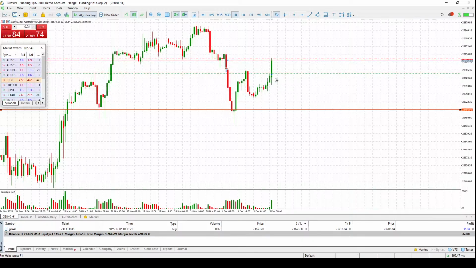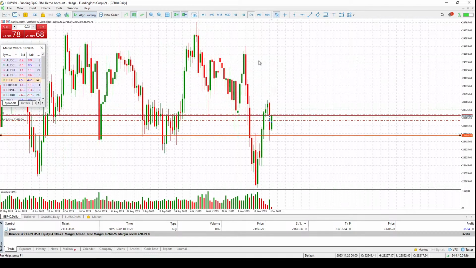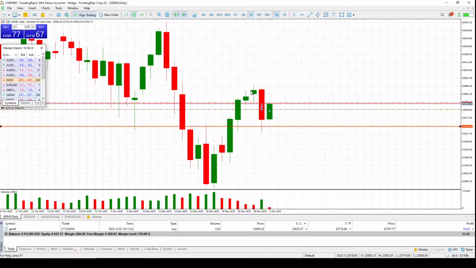Even this 1 hour looks so good, so healthy, with this wick here and all the way shooting up. Let's see the daily. Push up, 1 day down, which was yesterday, the first day of the month. Hopefully this one will not be the low of the month.